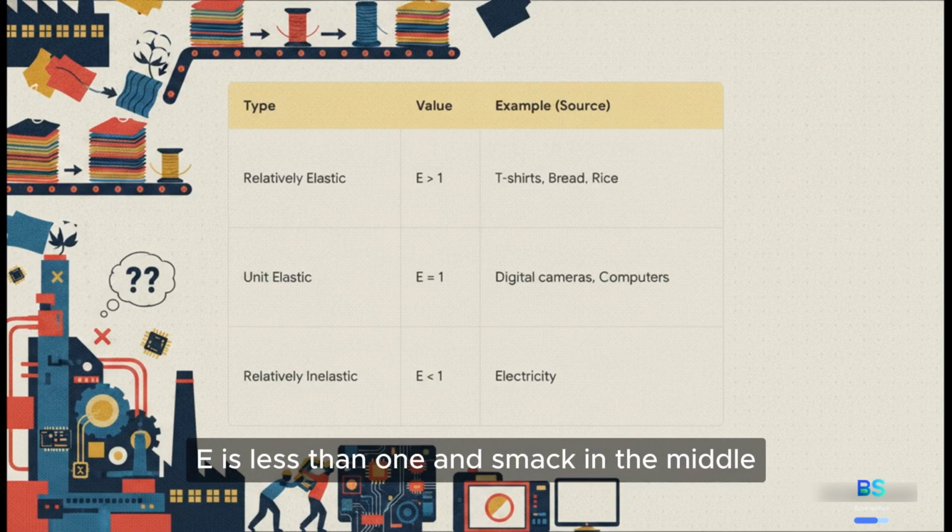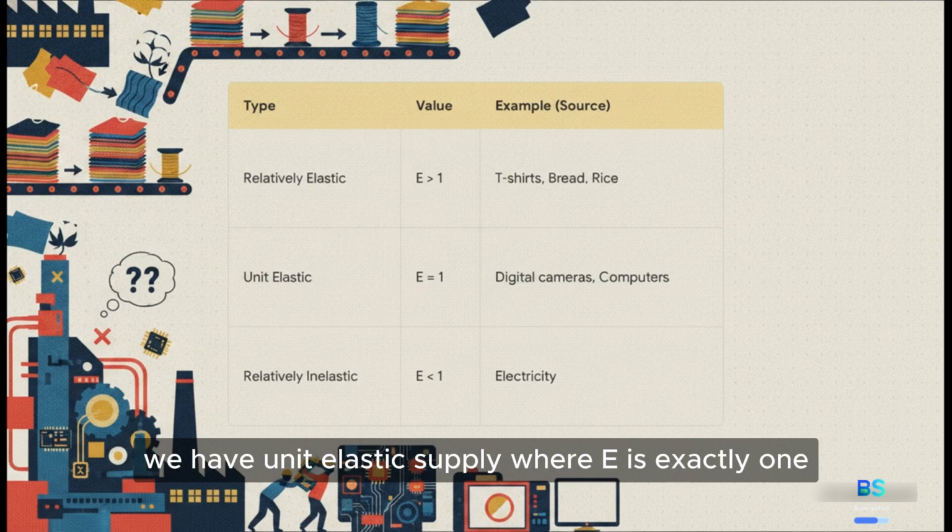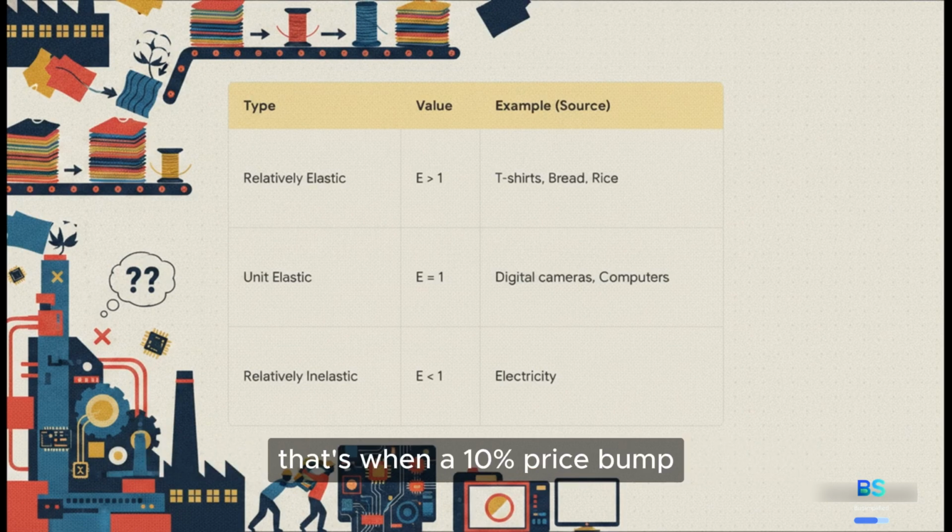And smack in the middle, we have unit elastic supply, where E is exactly 1. That's when a 10% price bump gives you exactly a 10% production bump. You see this a lot in standardized, moderately scalable industries like basic digital electronics.